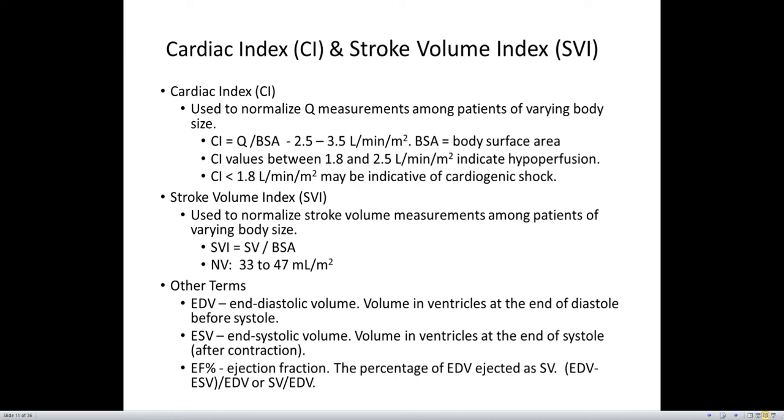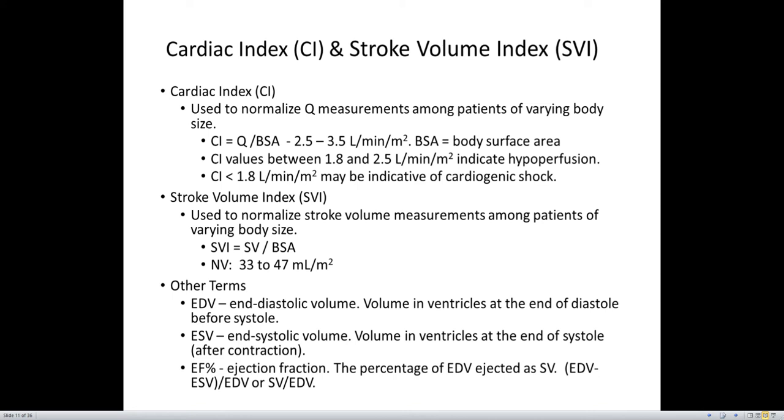Stroke volume index is used to normalize stroke volume measurements among patients of varying body size. Stroke volume index is equal to stroke volume divided by BSA, and normal is between 33 and 47 mils per meter squared. Make sure you guys could calculate stroke volume if you were given cardiac output and cardiac rate. We're going to talk a lot more about cardiac rate when we have our meeting.